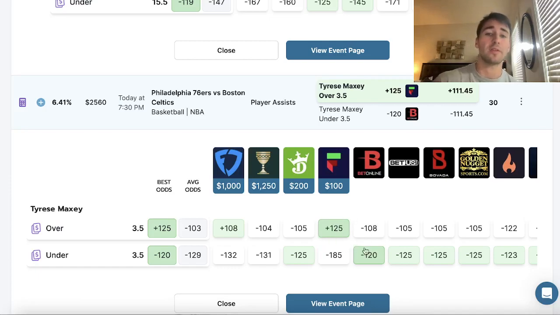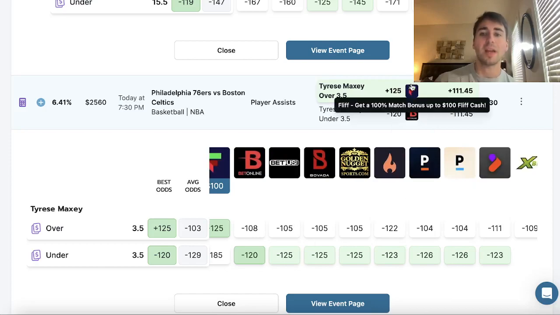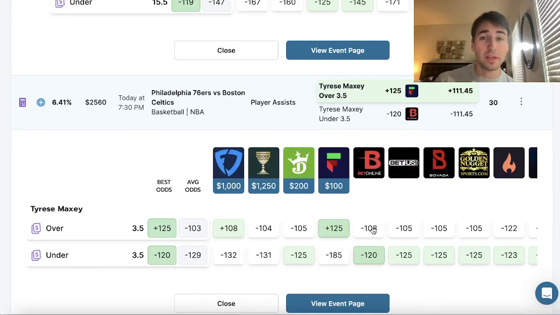I have no idea what Fliff is doing with this still up. They're giving you Maxey over 3.5 assists at plus 125. No other book except for FanDuel is even giving you plus money. I mean, all these other sportsbooks aren't even giving you plus money, and you're getting plus 125 on Fliff. They are asleep at the wheel, no idea what they're doing.